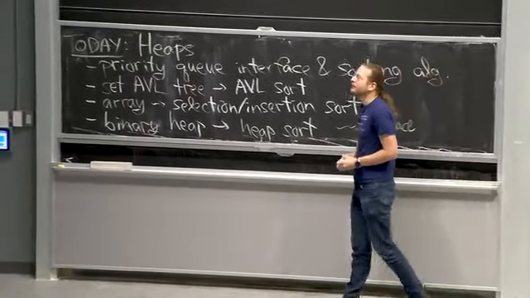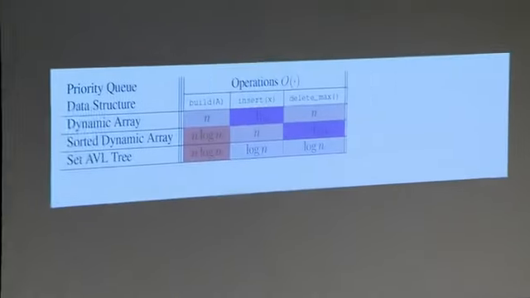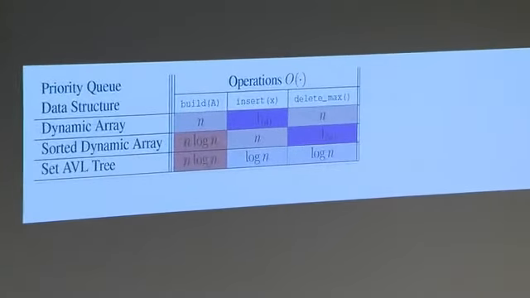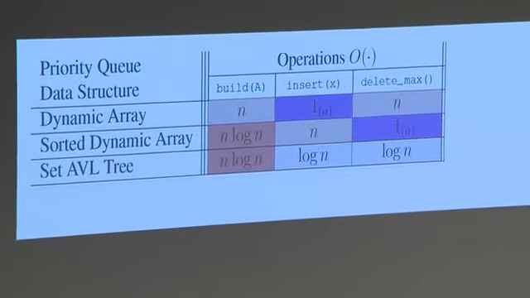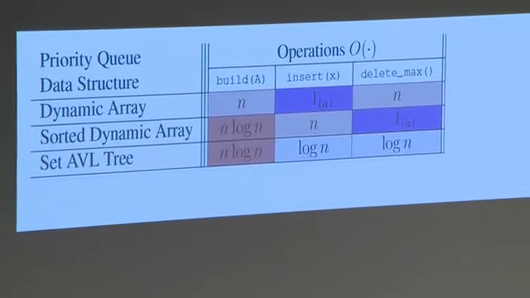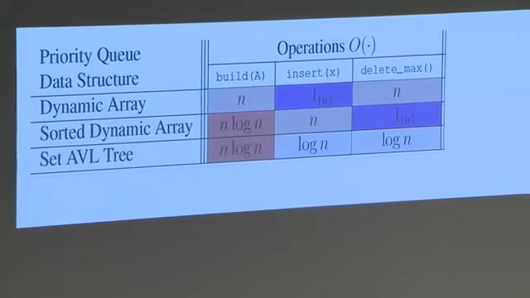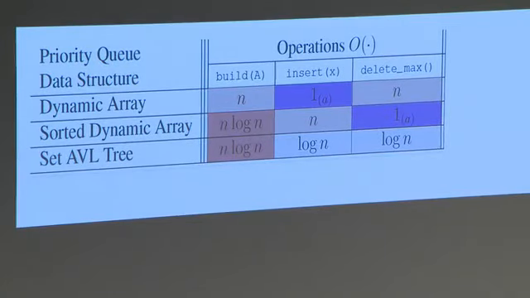So I have up here the three operations I've been talking about: build, insert, and delete max. So we have set AVL trees there, n log n build, log n insert, log n delete. So along the way to our heap, I want to mention two other data structures. One is a dynamic but unsorted array, and the other is a dynamic sorted array.